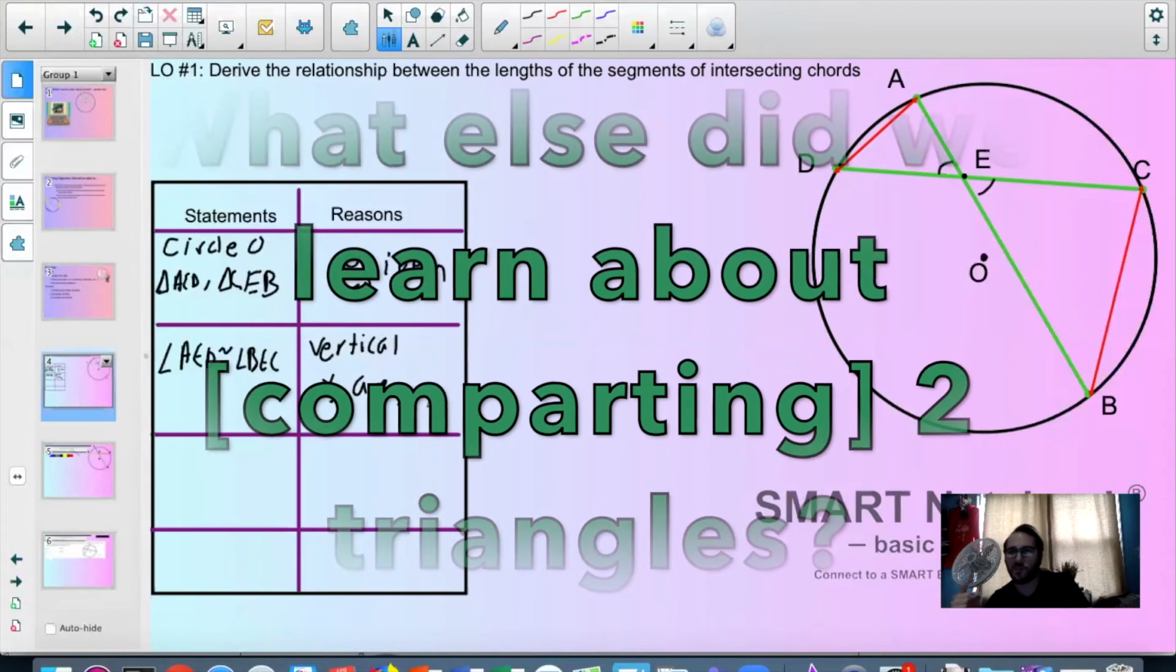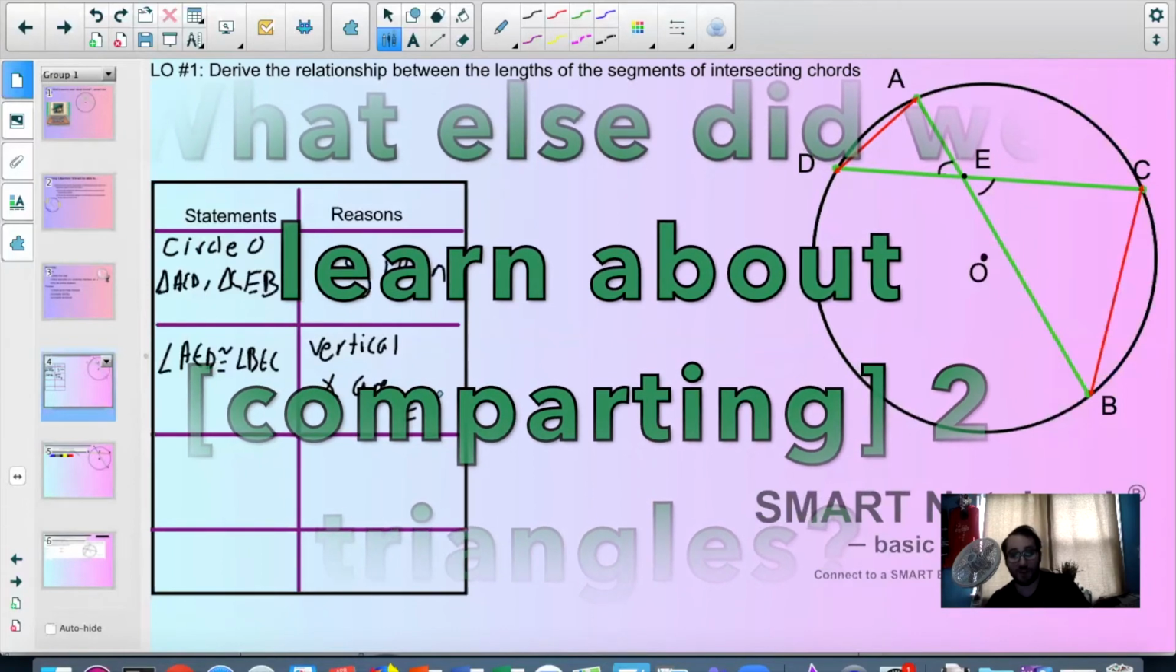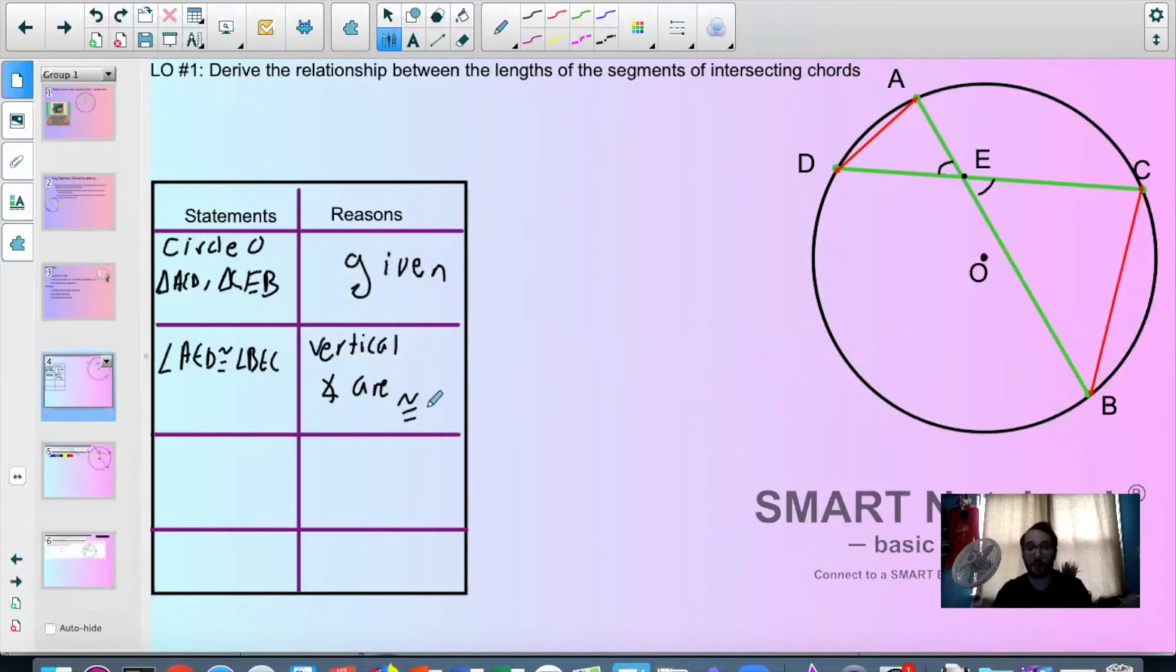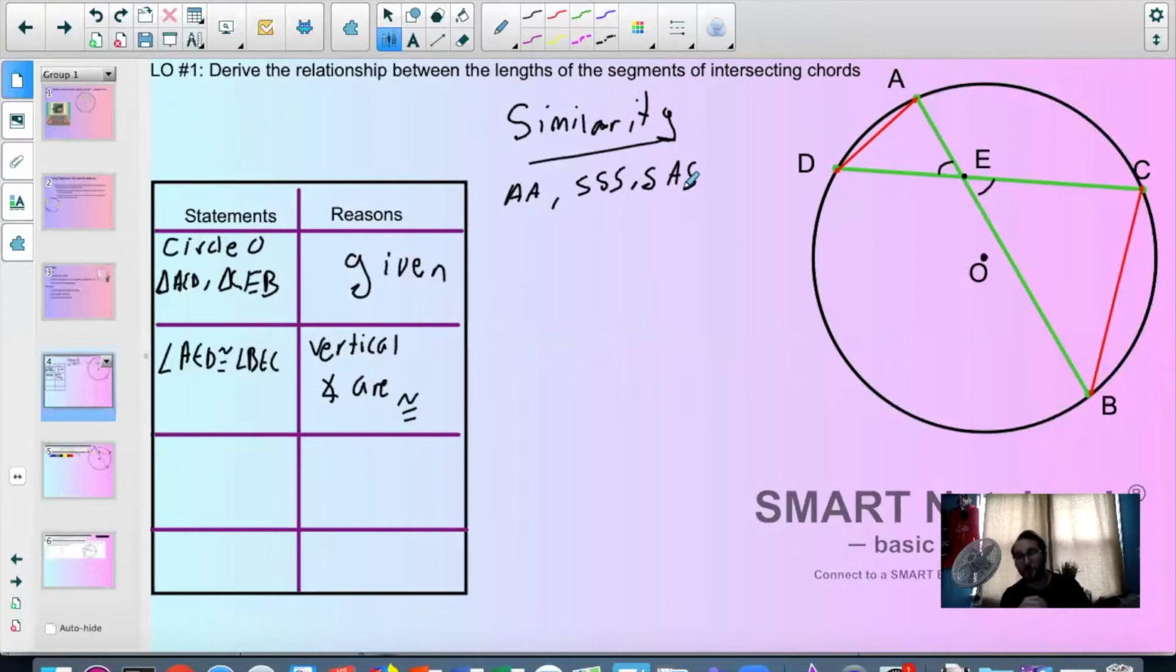What else did we learn about triangles in terms of proving stuff? Yeah, that's right. Similarity, okay? So similarity in triangles, there are three things. There's AA, there's SSS, and SAS. Okay, those are the three things that we can use to prove two triangles are similar. And if you notice, we already have one angle in common.